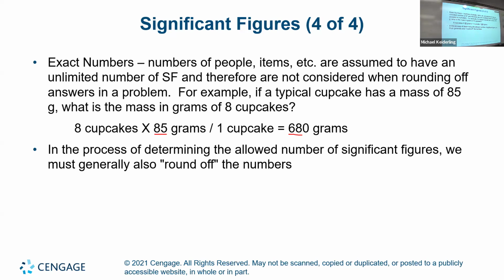If you had 9 cupcakes times 85, that would be 765, and we'd have to round that up to 770. So in the process of determining the allowed number of significant figures, we generally have to round off.